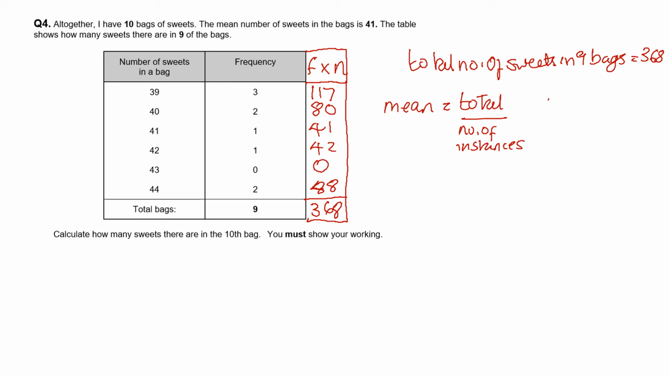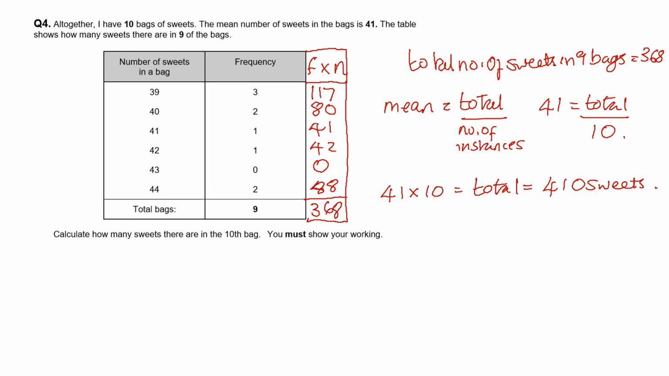So we've been given 41 as the mean, which is equal to the total divided by, there are 10 bags in total, so divided by 10. Now if we multiply both sides by 10, we have 41 times 10 is equal to the total, which is equal to 410 sweets in those 10 bags.